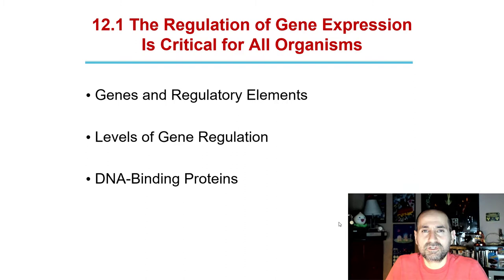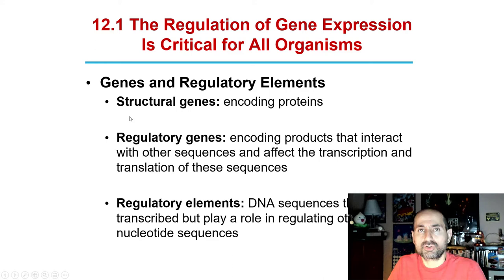So let's look at the concepts of this chapter. We're looking at genes and regulatory elements. We're looking at levels of gene regulation, DNA binding proteins. Okay, and here's some terminology that you need to know whether you're talking about a eukaryote or a prokaryote, and that is structural genes. What does that mean? These are the genes that encode the proteins that go on to do functions in the cell. So when I say structural gene, I mean a gene like insulin, a gene that goes on to metabolize something in the cell or build something or break down, like the enzymes of the cell. You know, a useful protein.